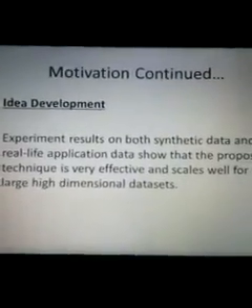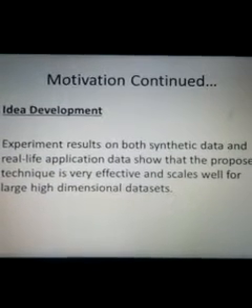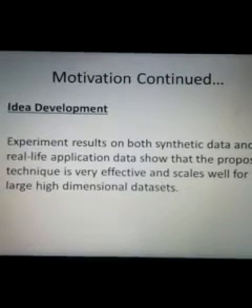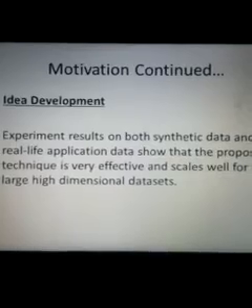The idea development. Experiment results on both synthetic data and real-life applications data show that the proposed technique is very effective and scales well for large, high-dimensional data sets.